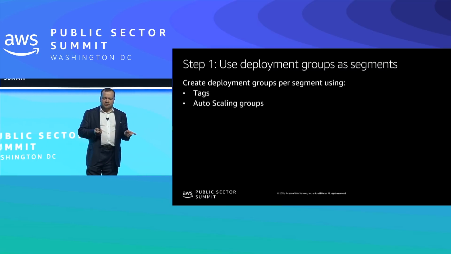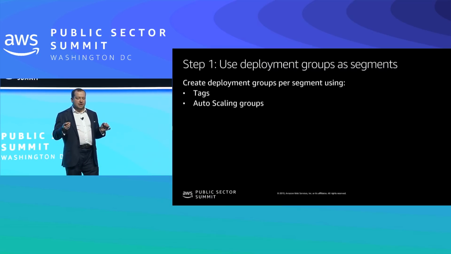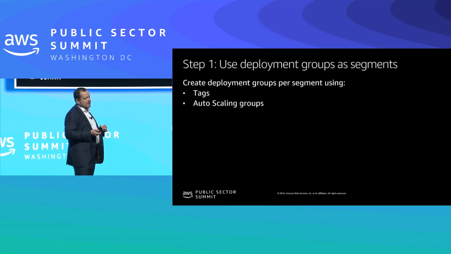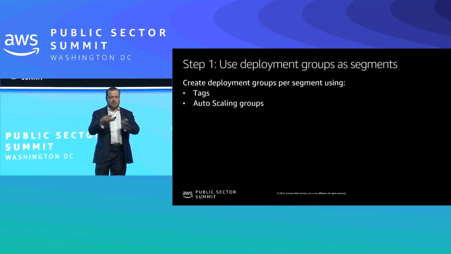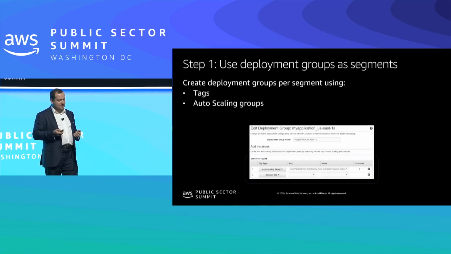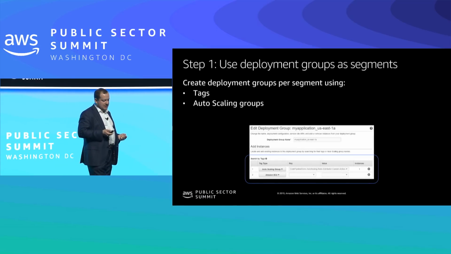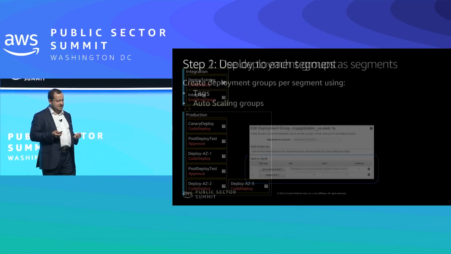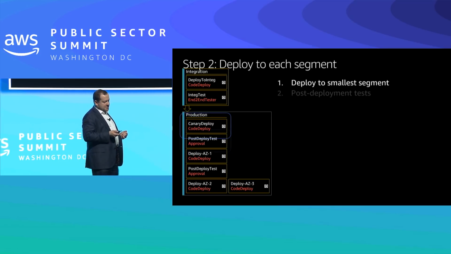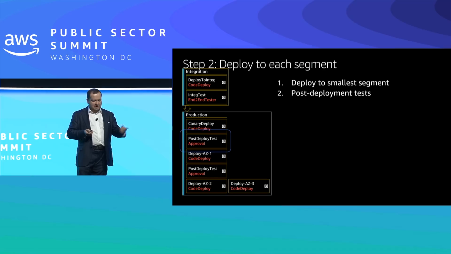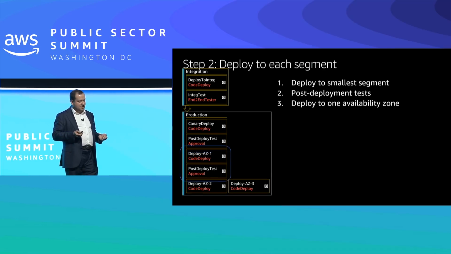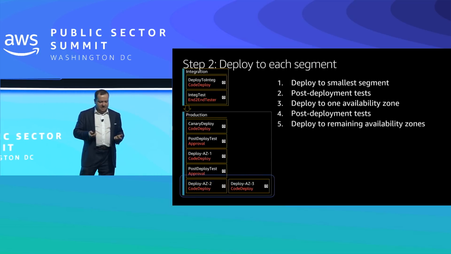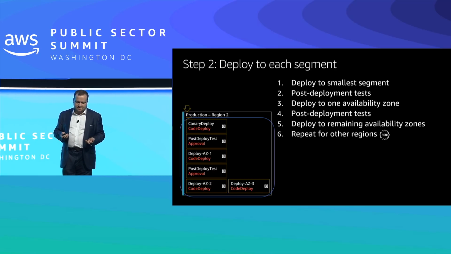So what CodeDeploy allows you to do is segment your deployment groups by tags and by auto-scaling groups. So you can have an auto-scaling group, for example, per AZ, or you can have just tags however you want them to. So when you're configuring your deployment in CodeDeploy, you can specify either your auto-scaling group or your EC2 instance tags. So you deploy to the smallest segment, then you have a test, then you deploy to AZ number 1 and you do a test, then you deploy to the remaining AZs, and then you repeat it for other regions.